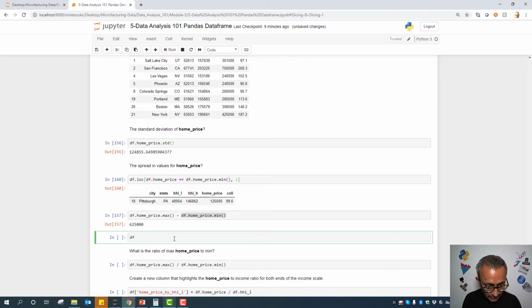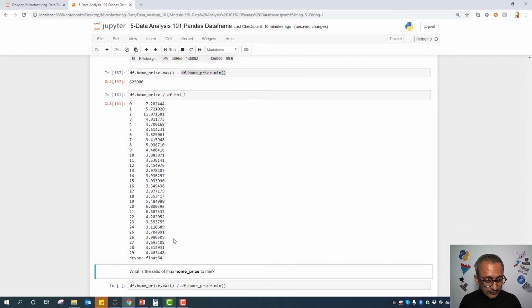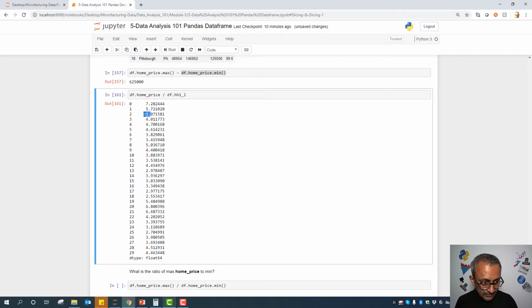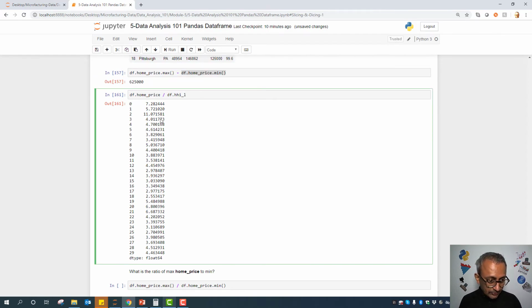That's an interesting thing to find out. df.home price divided by df.HSIL, and you get a series of values. Now how do you know which row is what? You know which one is this. That has to be the San Francisco Bay Area kind of ratio. Where is the lowest? If I am a teacher, I am going to this city, or at least somewhere in this range.